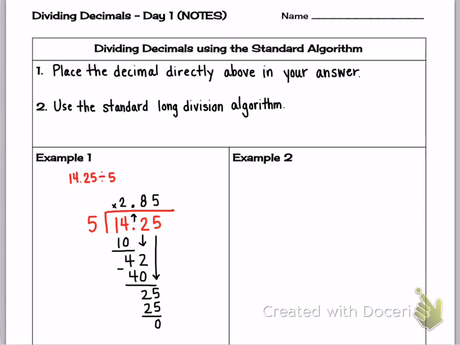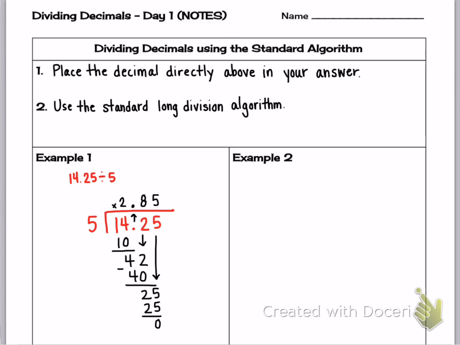Now you can see how with money, this works out beautifully. You can say you spent $14.25 on candy at the candy store. You're dividing that price by the 5 people you're with. Each person has to pay $2.85. You're going to find that dividing decimals mainly deals with money. A lot of the time deals with money.